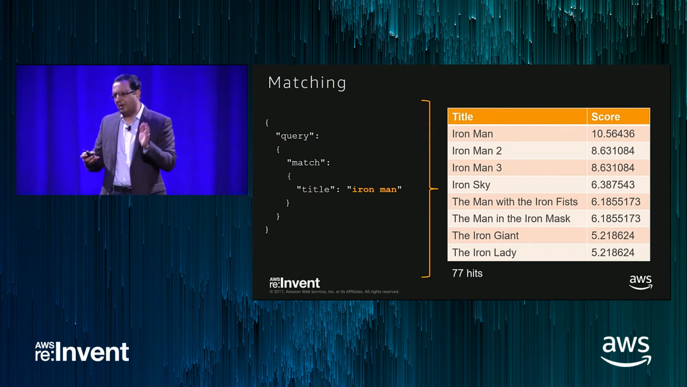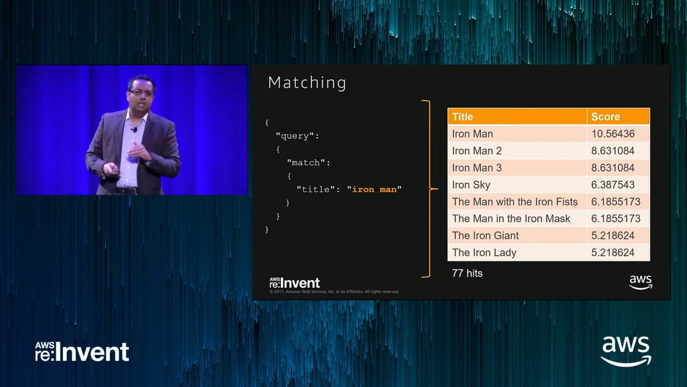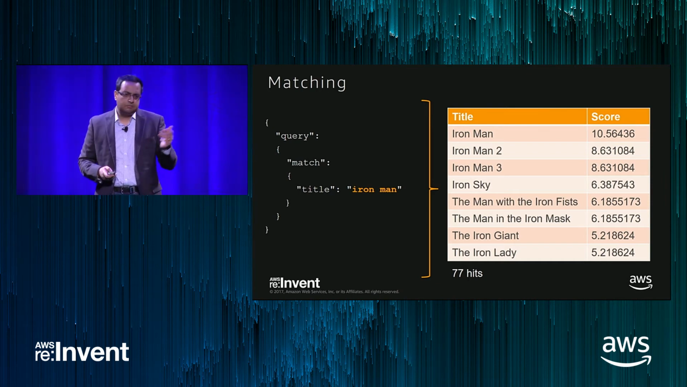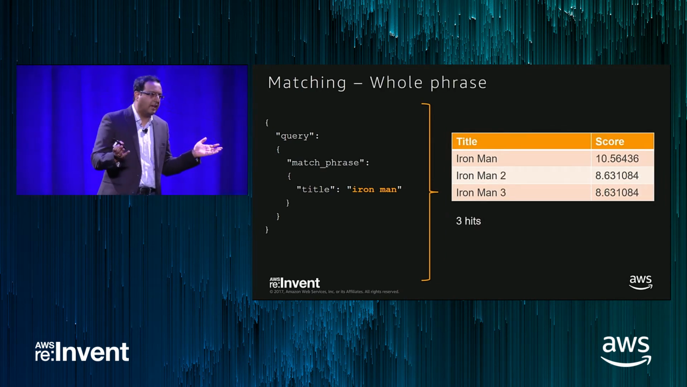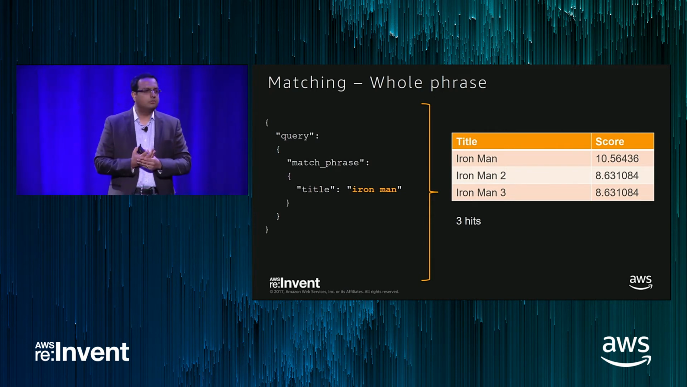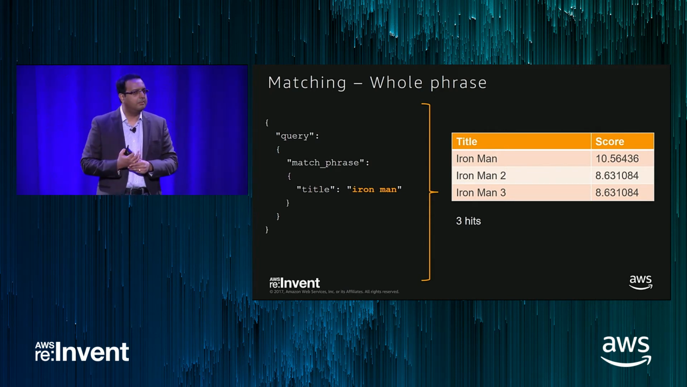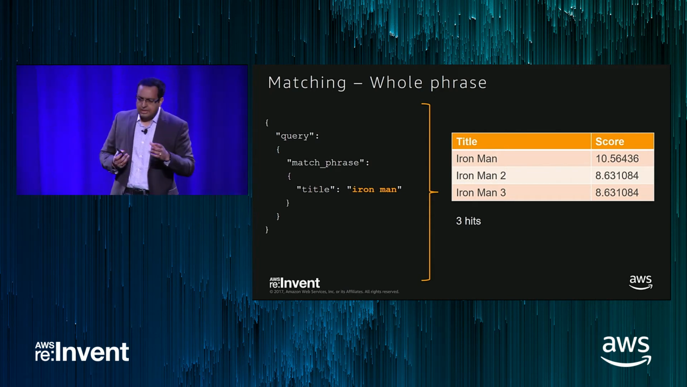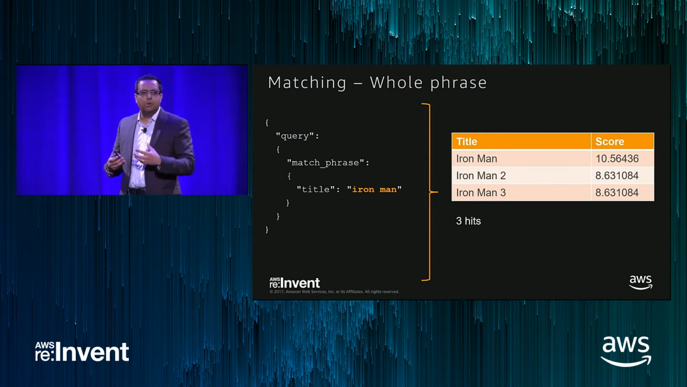Now you might say, hey, I don't want this. I actually wanted to have an exact match. Simple. You just say match the whole phrase Iron Man, and it only returns to you 3 hits, the 3 Iron Man movies.